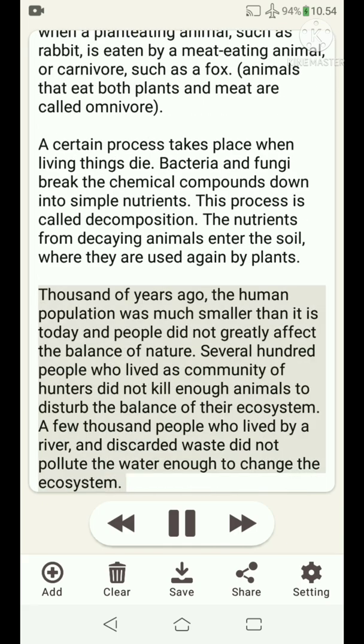Thousands of years ago, the human population was much smaller than it is today and people did not greatly affect the balance of nature. Several hundred people who lived as a community of hunters did not kill enough animals to disturb the balance of their ecosystem. A few thousand people who lived by a river and discarded waste did not pollute the water enough to change the ecosystem.